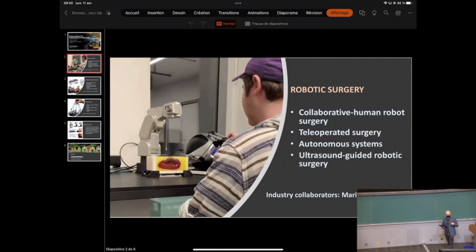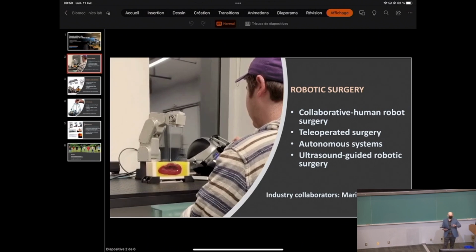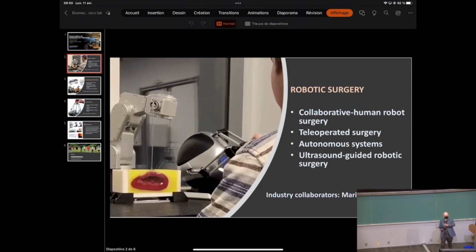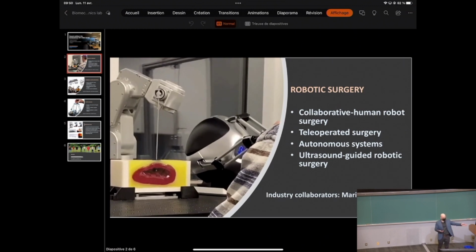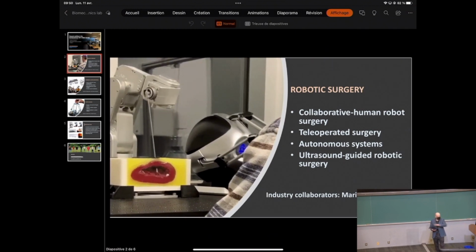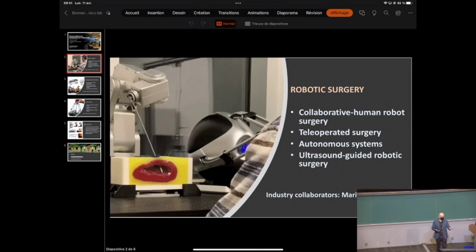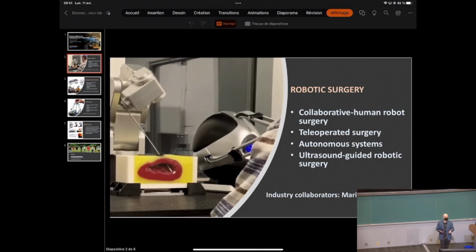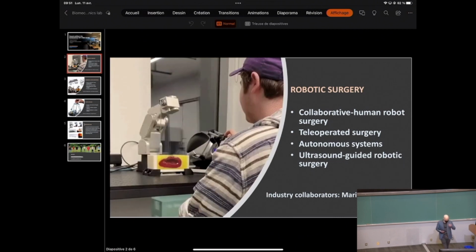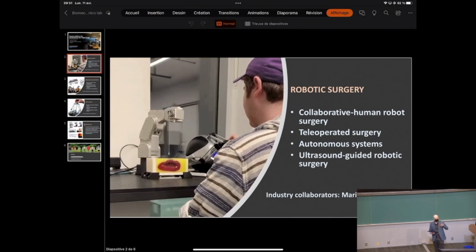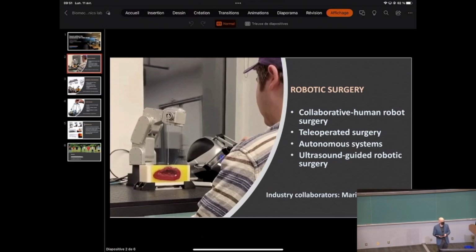They could work on collaborative human-robot surgery, where the robot does one part of the job and the surgeon does another part. We can do teleoperated surgery, where the robot is in one location, the operator is in a different location, and they communicate. Autonomous systems, where the robot does part of the surgery by itself, and image-guided robotic surgery as well. Again, this is purely robotics applied to biomed. You don't need any biomed background.